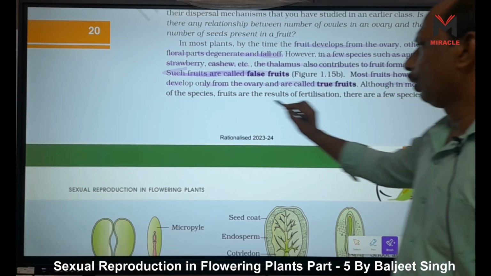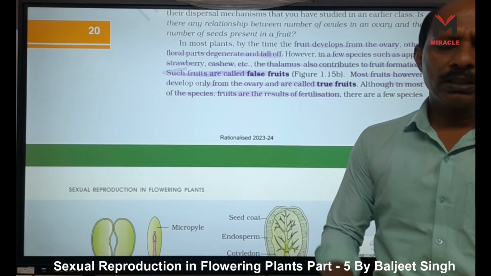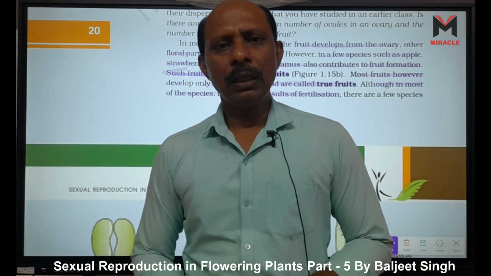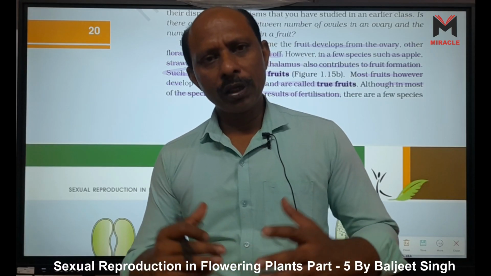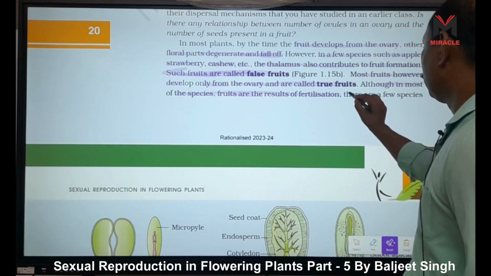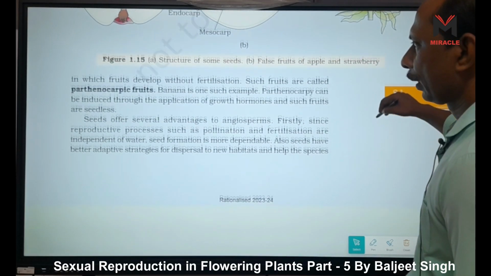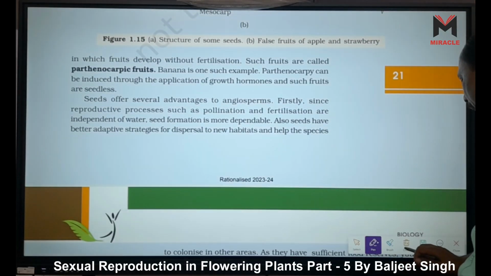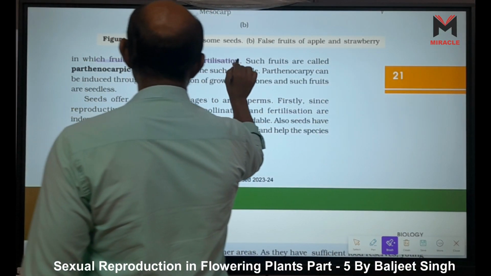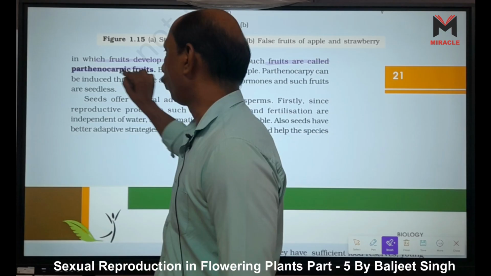Although in most species fruits are the result of fertilization, meaning after fertilization the ovary develops into fruit and the ovule develops into seed, sometimes without fertilization a fruit is formed. The ovary develops into a fruit, and this fruit is called a parthenocarpic fruit. There are a few species in which fruit develops without fertilization. When a fruit develops without fertilization, such fruits are called parthenocarpic fruit, right?